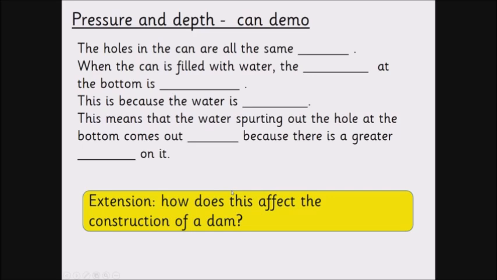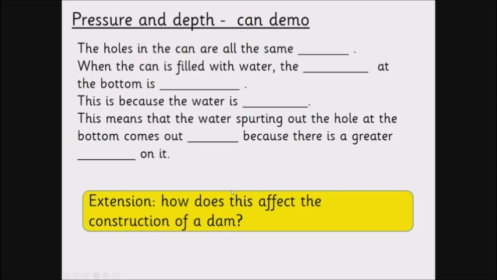Okay, so from this, our very basic first stop conclusions are the holes in the can are all the same size. When the can is filled with water, the pressure at the bottom is greater. This is because the water is deeper. This means that the water spurting out the hole at the bottom comes out faster because there is a greater force on it. And remember, because the holes are the same size, we know that the area of the holes will be the same. So using the idea from last lesson, pressure is force divided by area.